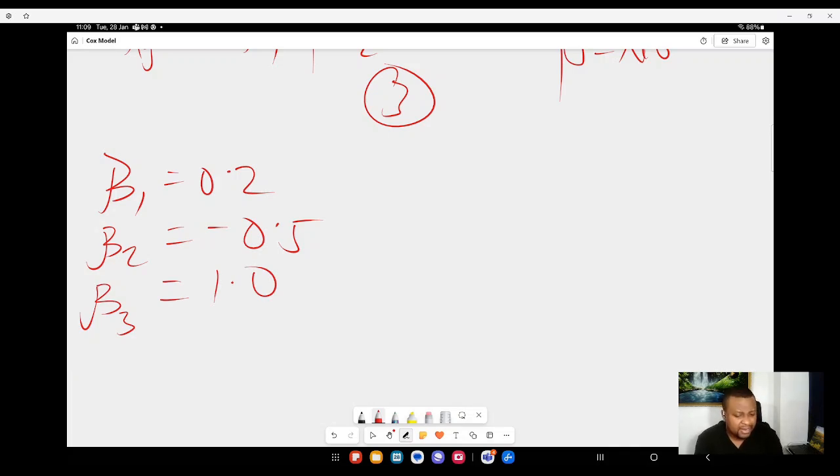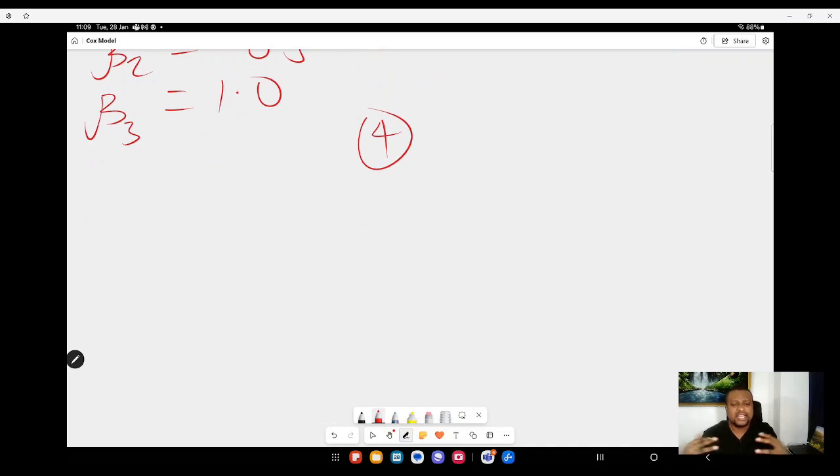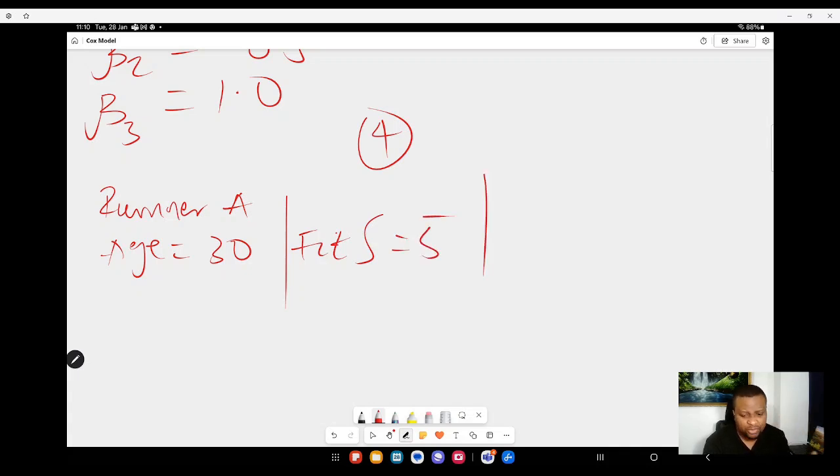Have this at the back of your mind. The step 4 we're going to look at is, let's put all of this together. Okay, so let's look at runner 1, or runner A. The age is 30. Let's give the fitness score as 5, and we could look at the fancy shoe as, let's say, yes here. What that yes means is that the score will be 1. So this is x1, x2, and x3.